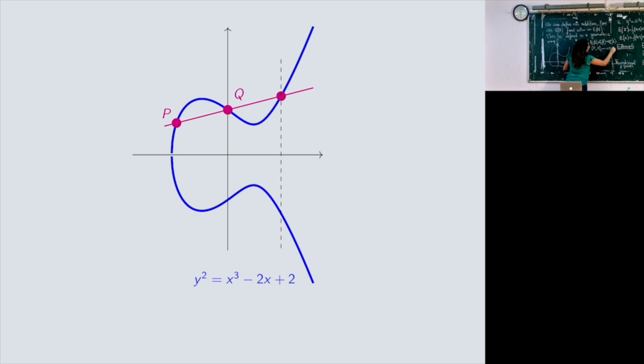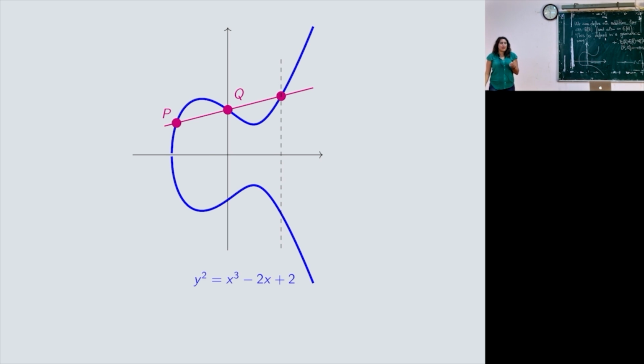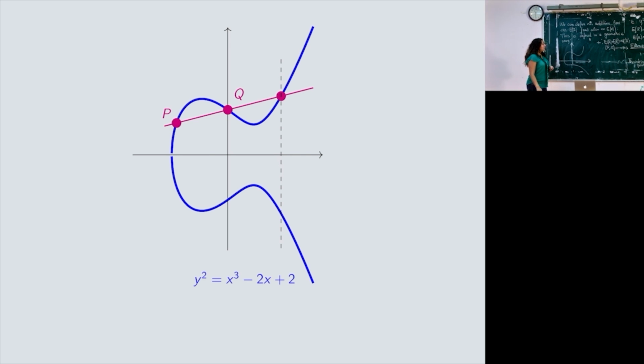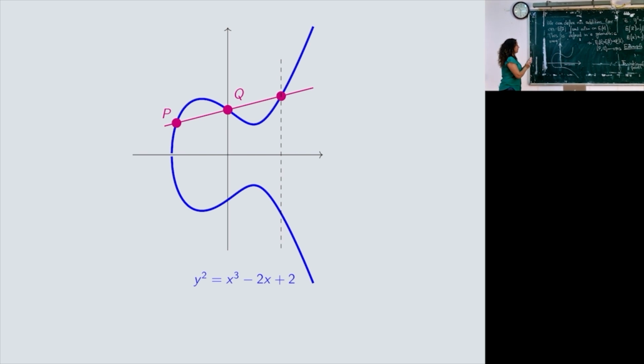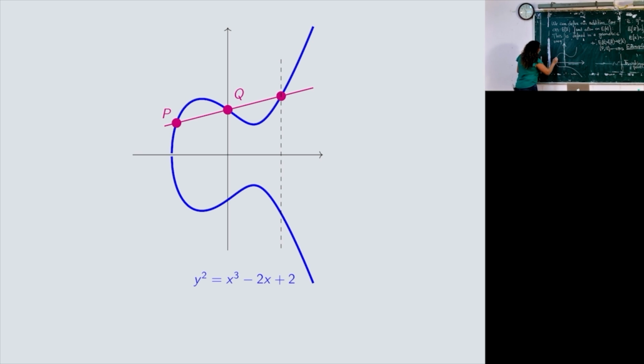P plus Q. We want to see how this is defined, and how, in the same way the student last time told you, you don't have to sum the coordinates pairwise. The construction is different. It is geometric. You take 2 points, P and Q, on your curve. You draw the line that passes through these 2 points.